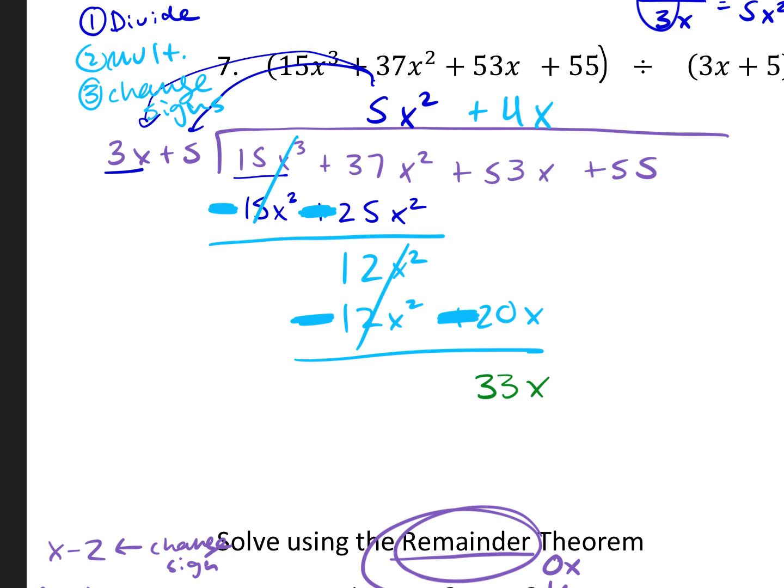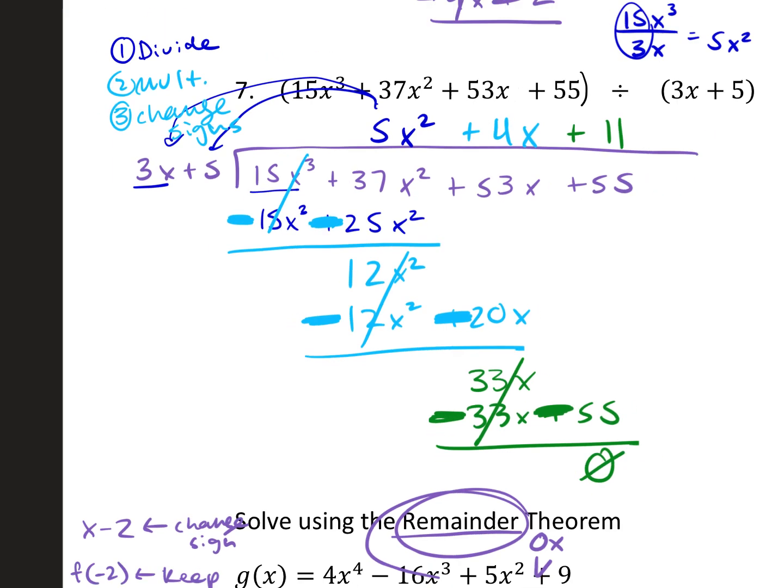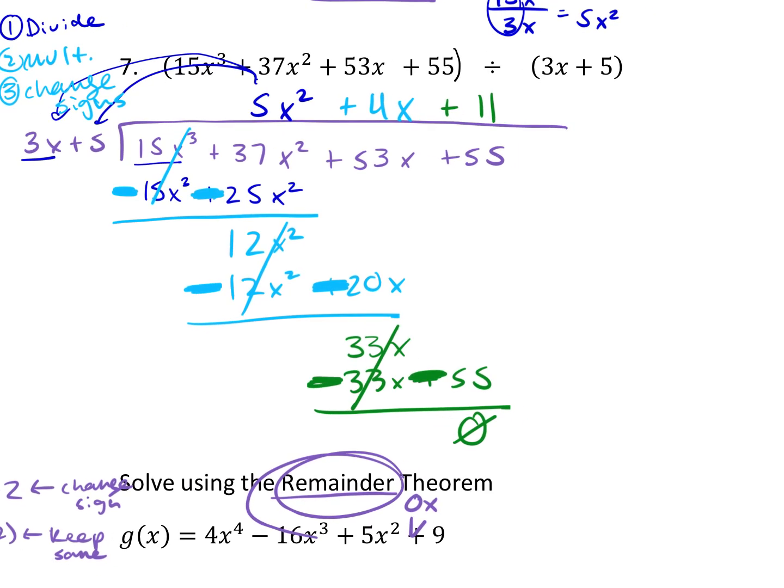Divide. 33x divided by 3x is 11. Then we multiply: 33x plus 55. Change the signs and combine. The 33x's cancel. What's 55 minus 55? 0. So here our answer would be 5x squared plus 4x plus 11 with the remainder 0.